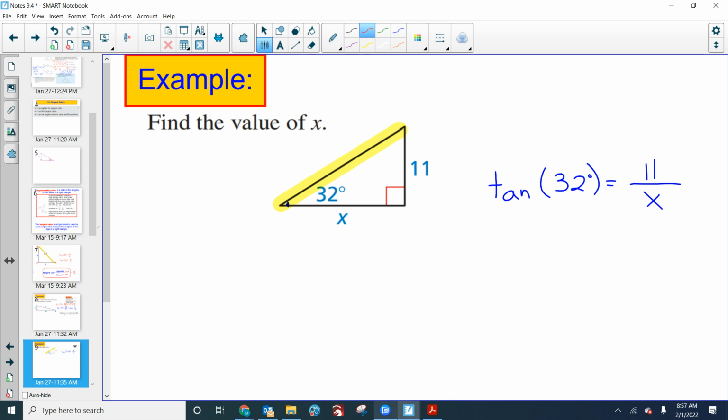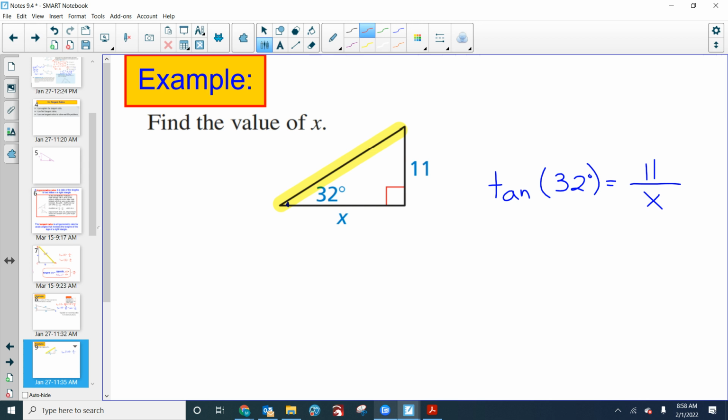All right, a couple things I need to address. 1, it's called the tangent of 32 degrees. This is not multiplication. This is not multiplication. Okay? You know how the square root of 80, it's an operation. It's not times. It's not square root times 80. It's the square root of 80, right? It's an operation. This is a new operation.